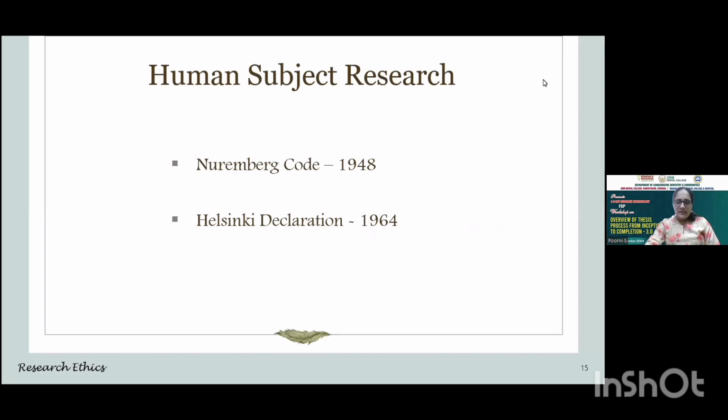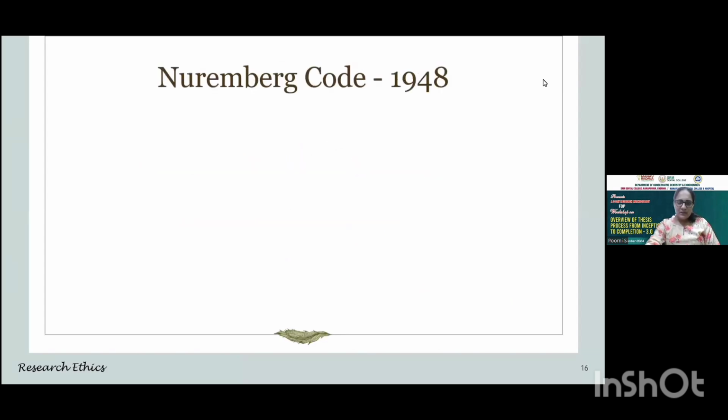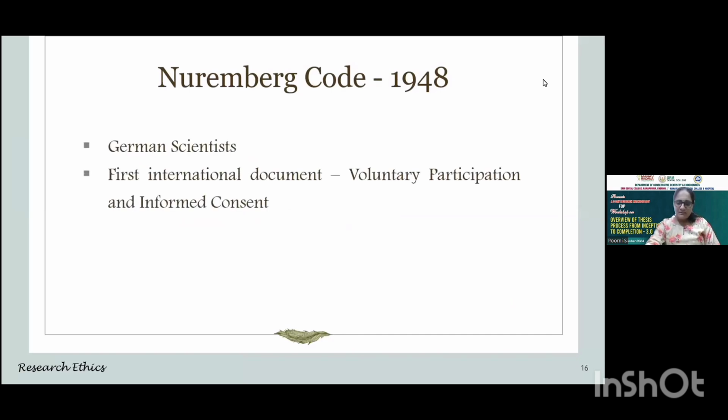So when we say informed consent and all that, it all started off from the Nuremberg Code in 1948. So why did the Nuremberg Code come into action? There were a group of German scientists who did research on participants without their consent, and there were some mishappenings in that research. So after that came in the Nuremberg Code in 1948, which was the first international document which said voluntary participation and informed consent is mandatory for anyone who is enrolled in the research.